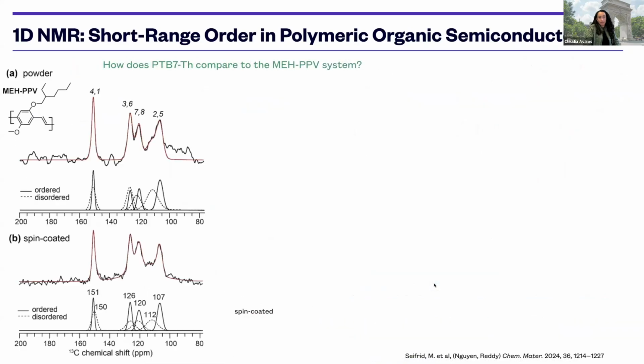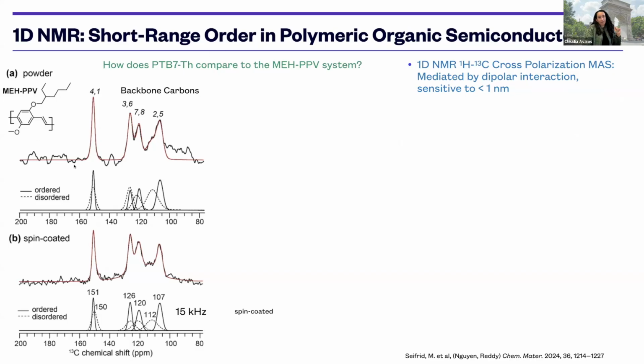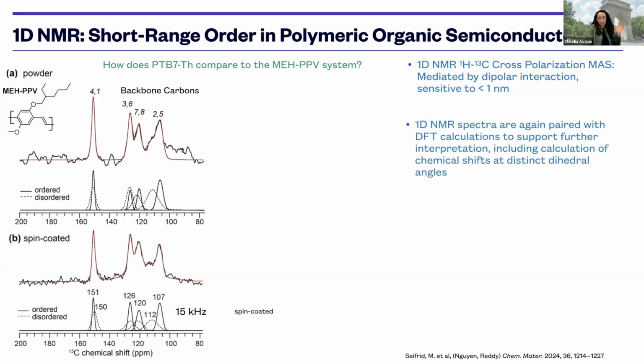Right? So how does this particular system compare to the MEH-PPV system that we introduced earlier? We can now look at the carbon chemical shifts in this class of systems, and here we're spinning around 15 kilohertz, right? And so we can use cross-polarization, and this is mediated by the dipole interaction. It's sensitive to on the order of 5 angstroms, so less than 1 nanometer. And here they identify the following carbons as backbone carbons, right?